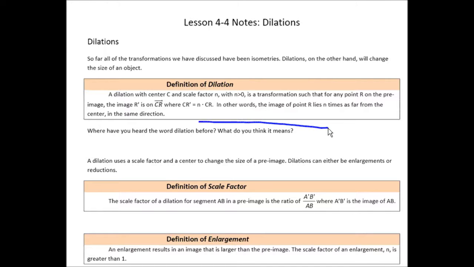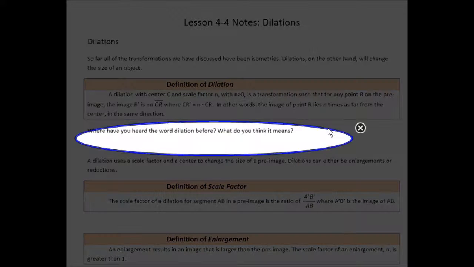You've encountered the word dilation before if you've ever had an eye examination. Please fill this out on your own.